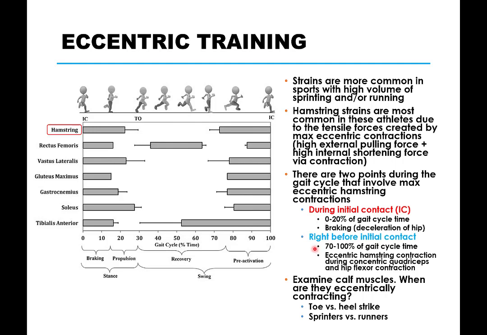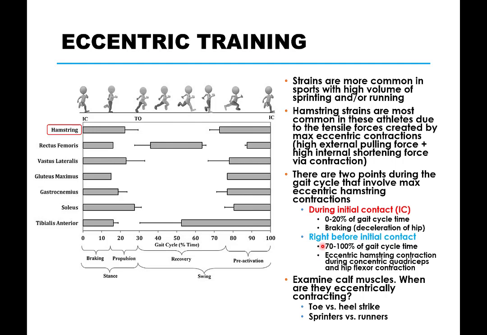Now, right before the initial contact, which is about 70 to 100% of the gait cycle time, there is a rapid leg swing forward. During this time, there's a rapid and maximal concentric contraction of the hip flexors and quadriceps. Now, to decelerate the leg as it swings forward, the hamstrings produce a maximum eccentric contraction and thus experience high tensile forces. So considering the fact that most sports require athletes to run or sprint, the athlete during competition will likely experience repeated and very high levels of mechanical stress/tension to the hamstrings.